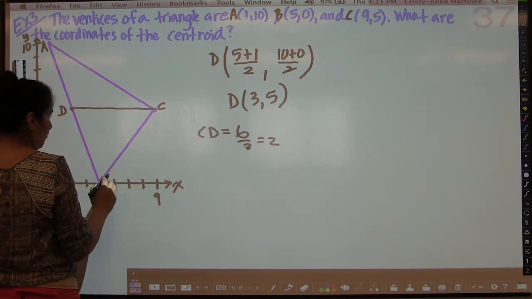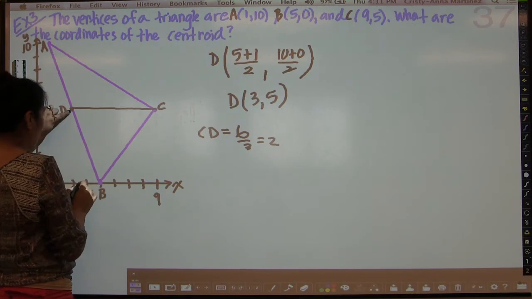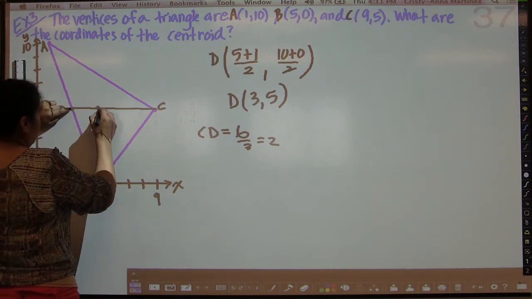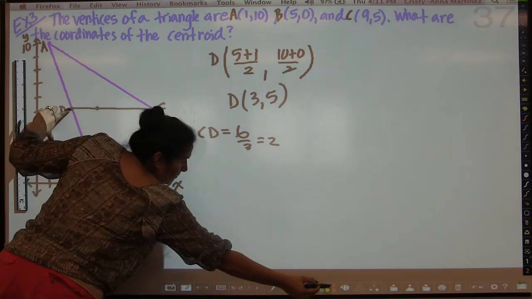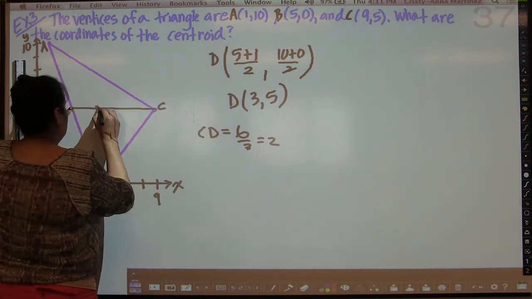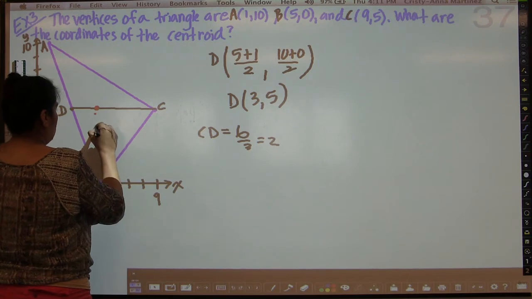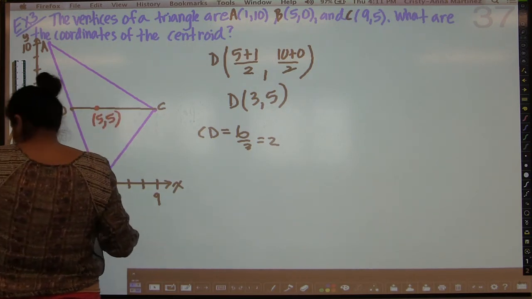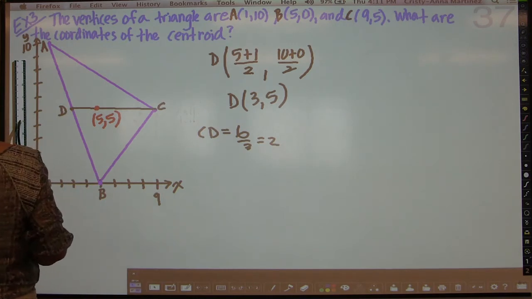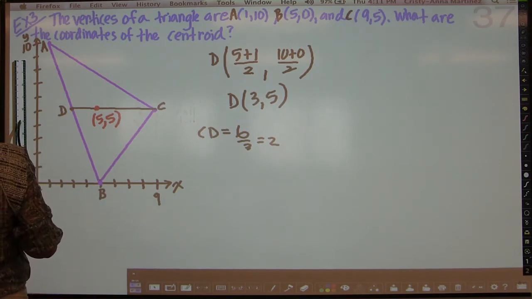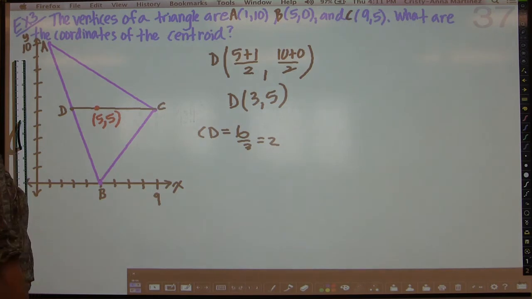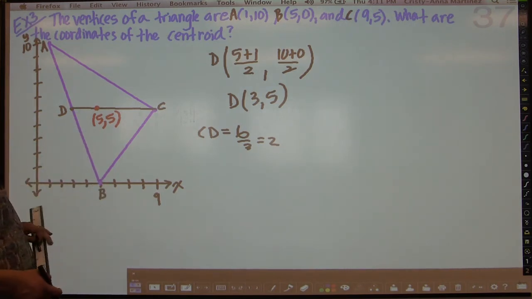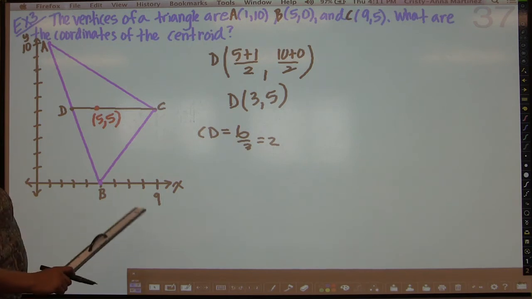If you count over from point D 2 units, you're going to be right here at 5. So the x-coordinate will be 5 and the y-coordinate will be 5. So we are claiming that the centroid is (5, 5). Now we can check that, because we've only found one median so far. You should at least check it with one other one.